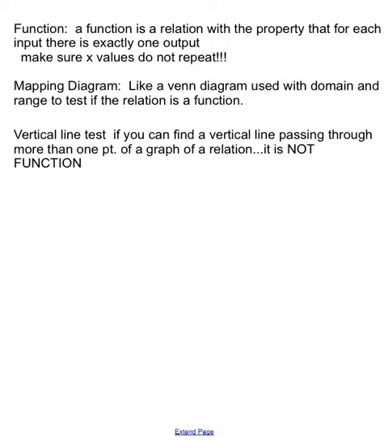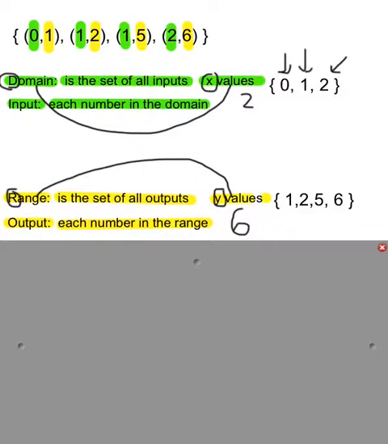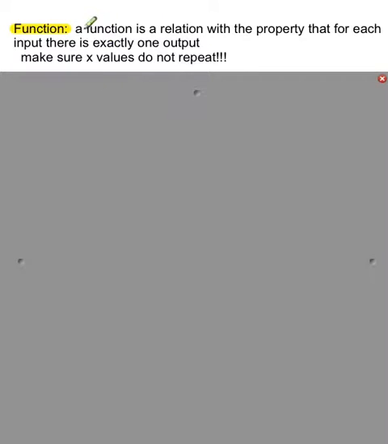More vocabulary for you. Function. What's a function? That was part of our beginning learning target. What's a relation? What's a function? So a function is a relation. Now remember, a relation is a solution set with ordered pairs. It's a relationship with the property that each input, remember inputs are your X's, there is exactly one output.